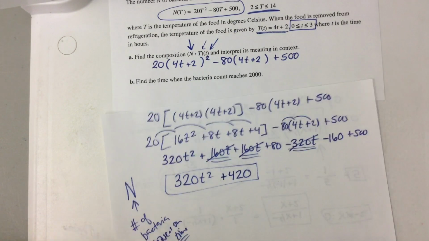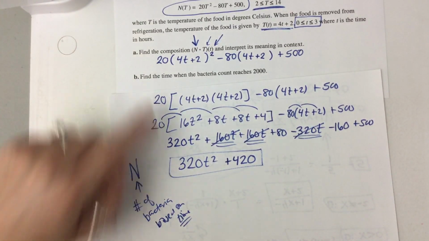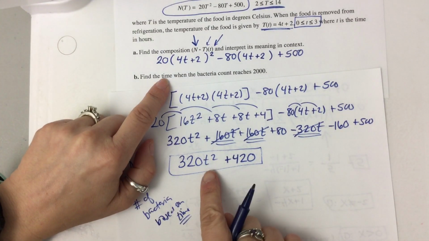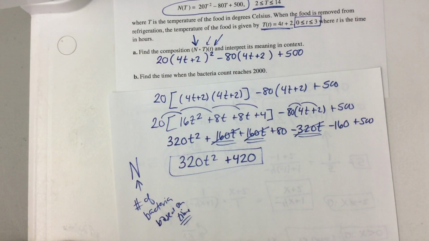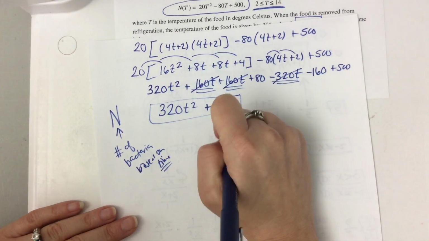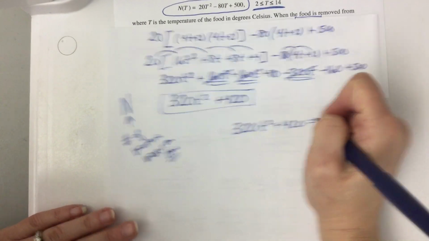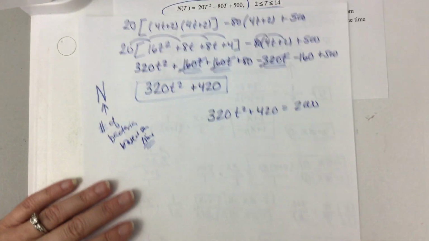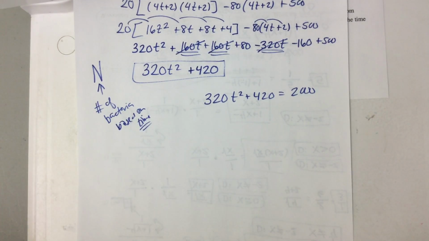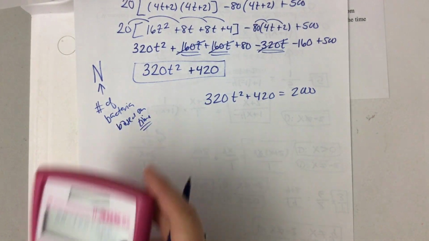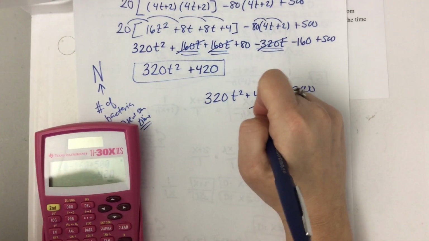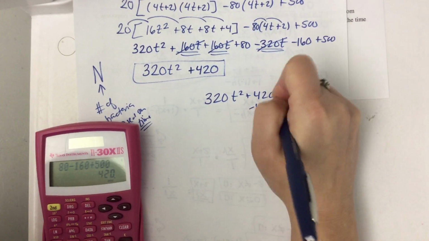If I look at B, find the time, so we're solving for T, when the bacteria count reaches 2,000. So let's say that's the big no-no. You should not eat food once the bacteria count reaches 2,000. So you want to know how long can I take the food out of the refrigerator and have it still be good. So I go ahead and minus 420.